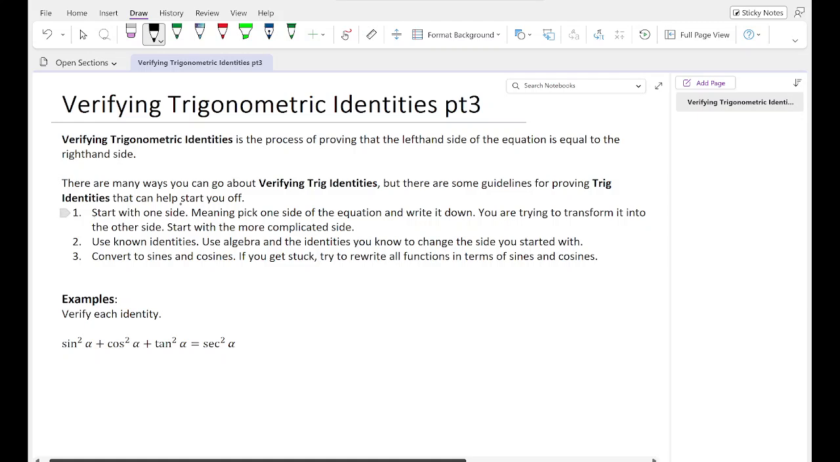First, start with one side, meaning pick one side of the equation and write it down. You're trying to transform it into the other side, and while it may seem counterintuitive, always start with the more complicated side as it gives you more options to work with.